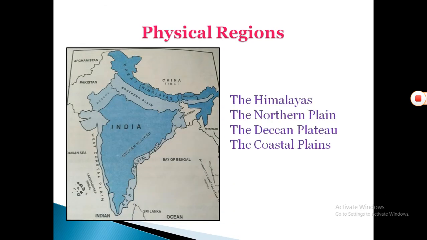Okay, children. In the last class, you learned about the physical regions of India. Based on physical features, India is divided into the following regions: the Himalayas, the Northern Plain, the Deccan Plateau, and the coastal plains. You already learned about the Himalayas, but in this class, we will learn about the Northern Plain.